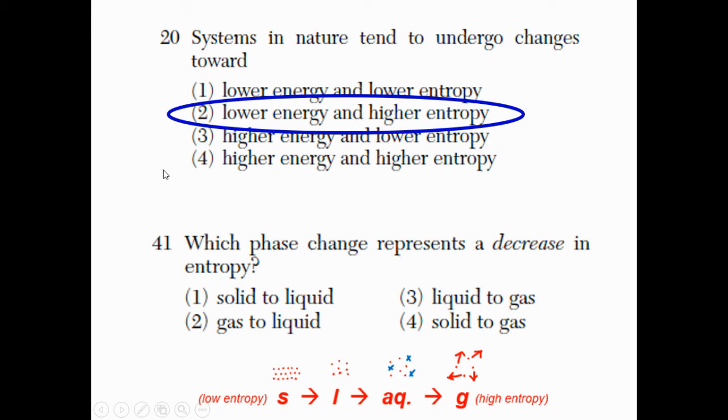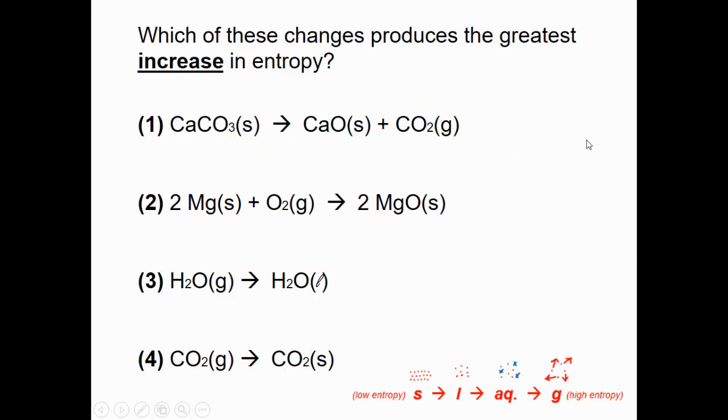Which phase change represents a decrease in entropy? Okay, you have to think of the scale from low entropy to high entropy, and going from gas to liquid would be going from higher entropy to lower entropy. One more practice question. Which of these changes produces the greatest increase in entropy? I bet you 3 of them are going to be a decrease and 1 of them will be an increase. That's usually how this works.